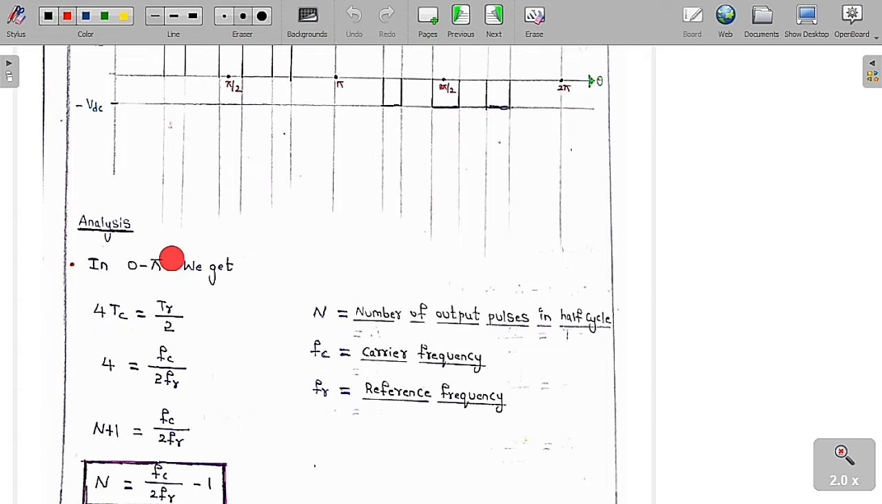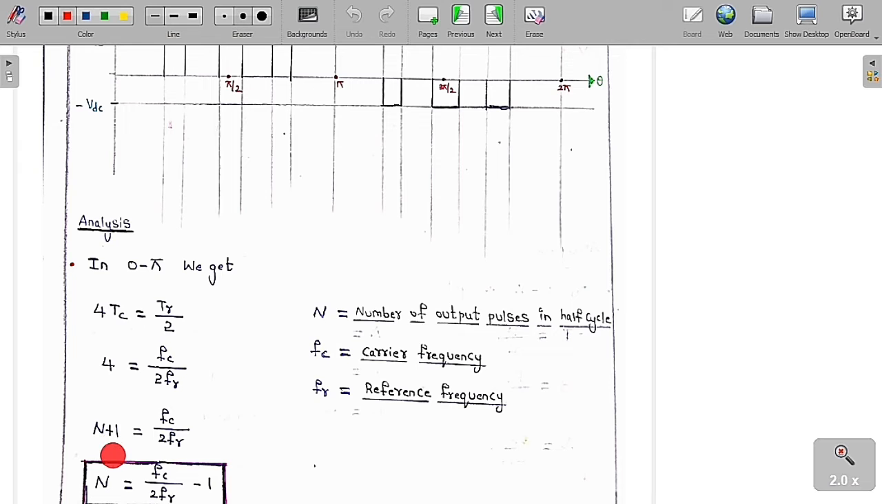Now we are going to do the analysis from 0 to pi, because there are 4 triangular pulses in a given half period. Therefore 4 into Tc is equal to T by 2. Because Fc is equal to 1 by Tc and Fr is equal to 1 by Tr, we get 4 is equal to Fc by 2 Fr. So simply we can write n plus 1 is equal to Fc by 2 Fr. So n is equal to Fc by 2 Fr minus 1. It's a very important equation. In the previous case, n is equal to Fc by 2 Fr, but here n is equal to Fc by 2 Fr minus 1.